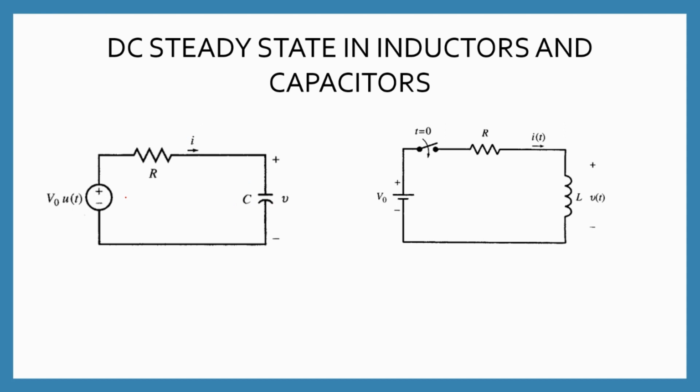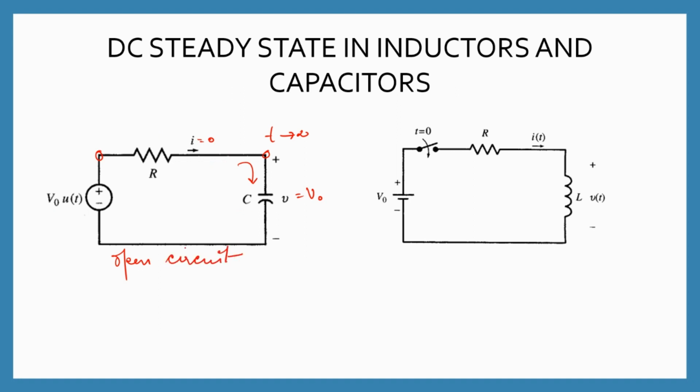Having said this, what would be the behavior of the capacitor during the steady state? From the circuit point of view, the voltage across the capacitor at t tends to infinity becomes equal to V naught. Essentially, the voltage at this point and this point become equal, so there's no potential difference. So the current is going to become equal to 0. There's no current flowing through this branch, which means the capacitor acts like an open circuit.